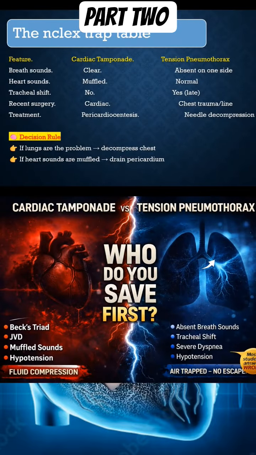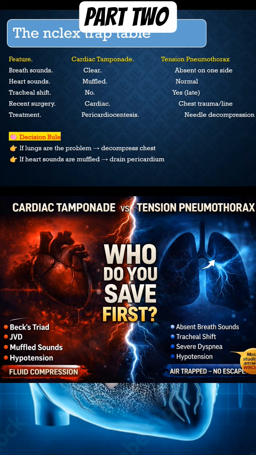So the main NCLEX trap, how we can compare: the features are the breath sounds. In cardiac tamponade the breath sounds are clear, and in tension pneumothorax the breath sounds are absent on one side, which is the affected side. The second thing is heart sounds, which are muffled in cardiac tamponade, and in tension pneumothorax the heart sounds are absolutely normal. And there is no tracheal shift in cardiac tamponade, and there is a tracheal shift in pneumothorax, but it is a late sign.